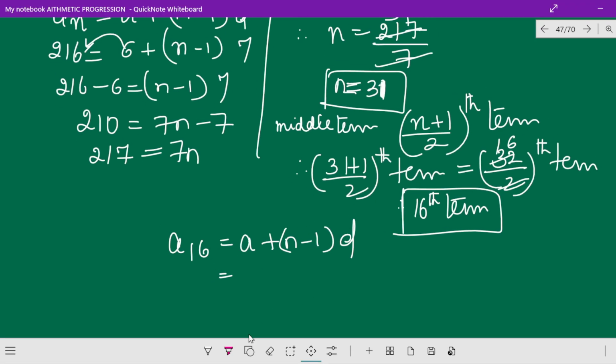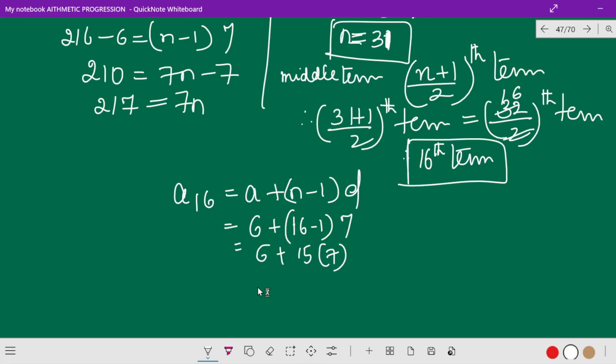A value is 6 plus 16 minus 1 into D. D value is 7. So 6 plus 15 into 7. What is the answer? We are going to get 6 plus 105. The answer is 111. So the A16, the 16th term, is 111.